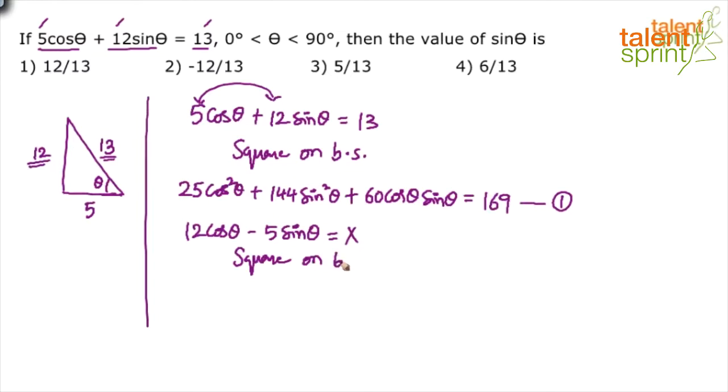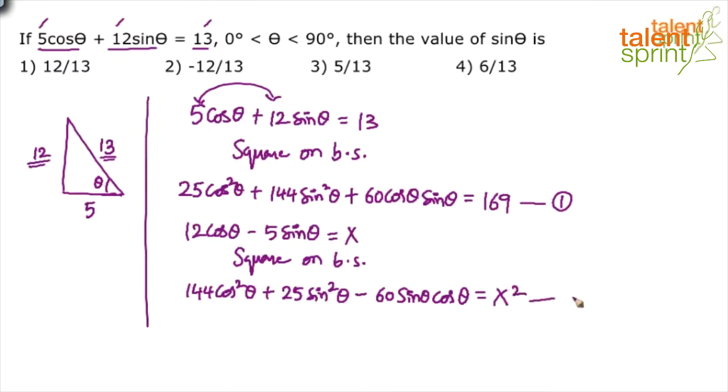Square on both sides. So what do we get? 144 cos square theta plus 25 sine square theta minus 60 sine theta cos theta equals x square. Okay, let's say this is equation number 2.